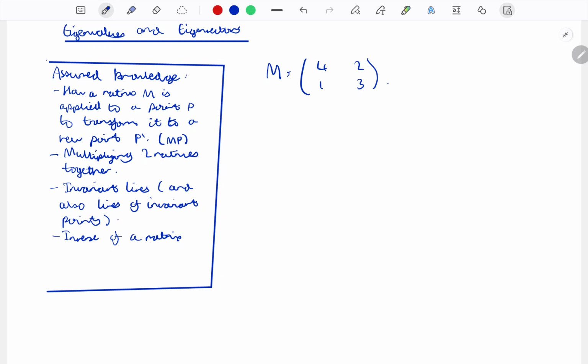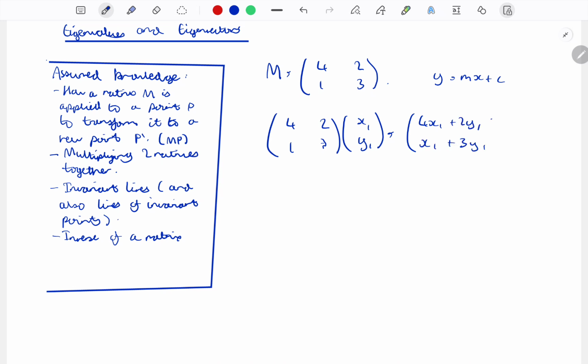If we wanted to work out its invariant lines, which we can say is y equals mx plus c, if we apply the matrix 4, 2, 1, 3 to a point x1, y1, we get 4x1 add 2y1, x1 add 3y1, which is equal to big X, big Y, which will also exist on the line y equals mx plus c. So big X is equal to 4x1 add 2y1, big Y is equal to x1 add 3y1.